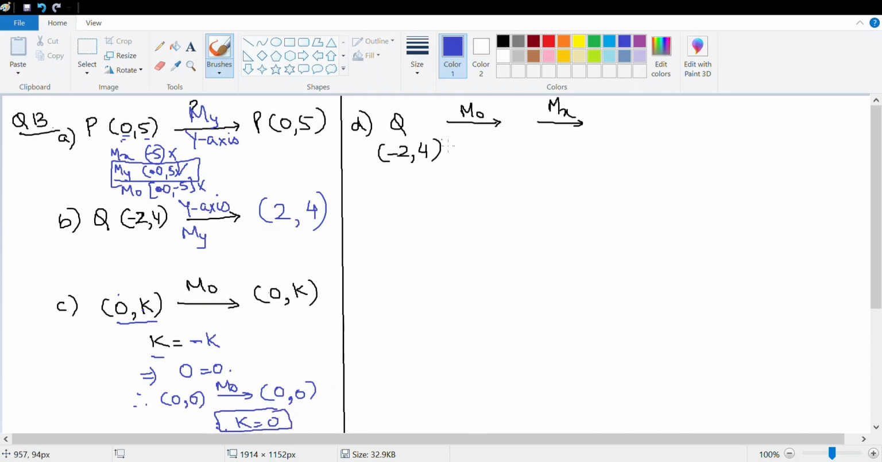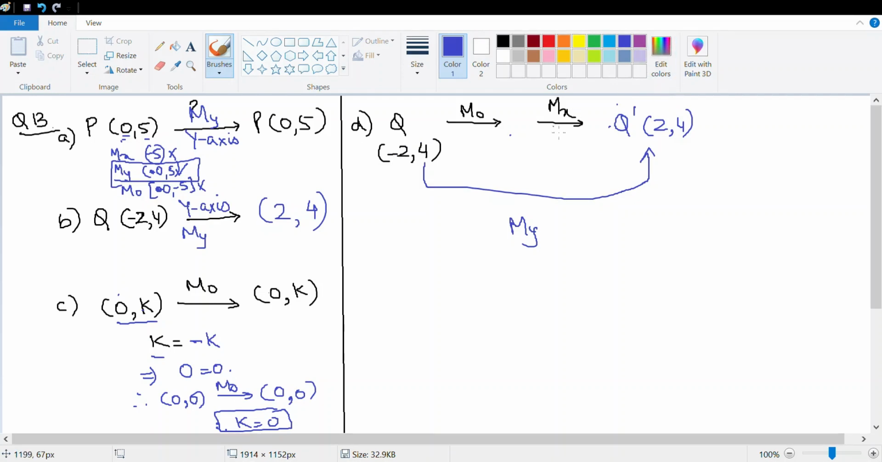Perfect. Last part. The question is to write the coordinates of the image of Q obtained by reflecting it in the origin followed by reflecting it in the x-axis. So first origin, then x-axis. Now I can do this step by step, but remember I told you Mo followed by Mx should give you My. Let me just directly write the answer. This should be Q dash. Have they given the name? No. So I'm calling it Q dash. What it will change is the sign of the x coordinate. So it should be 2, 4.